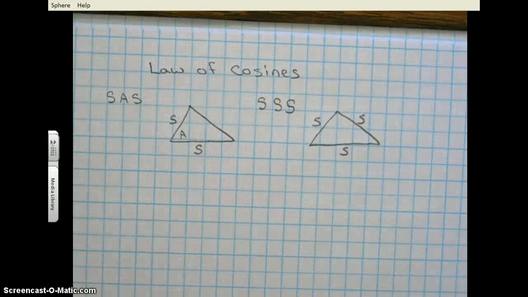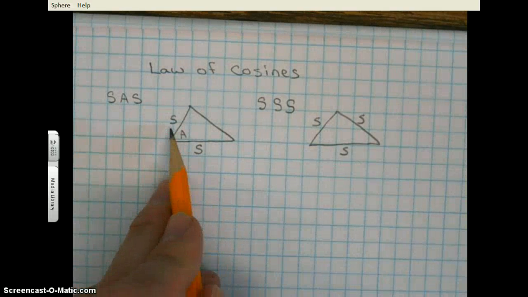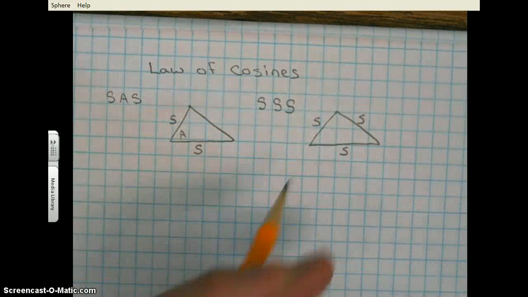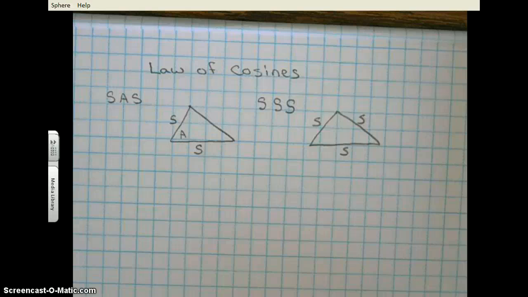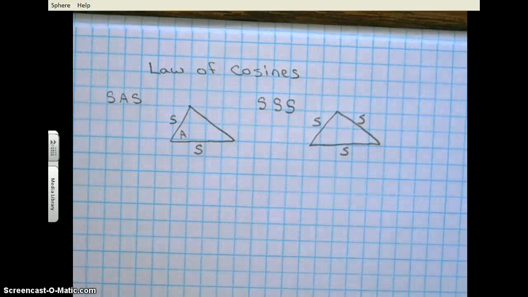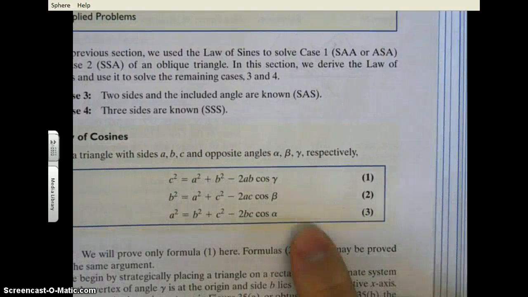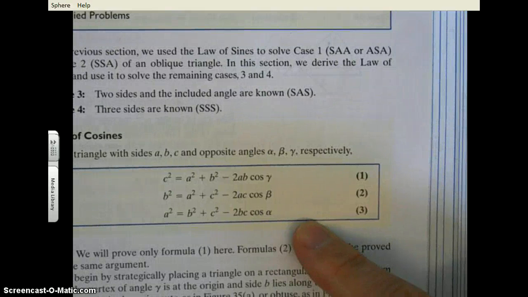Now, for law of cosines, we're looking at two sides with an included angle and three sides given like this. Law of cosines. Rather than rewriting them down here, let me just show you what they are from your textbook. We're on page 543. And here's your three law of cosines. Okay? Make sure you write them down.